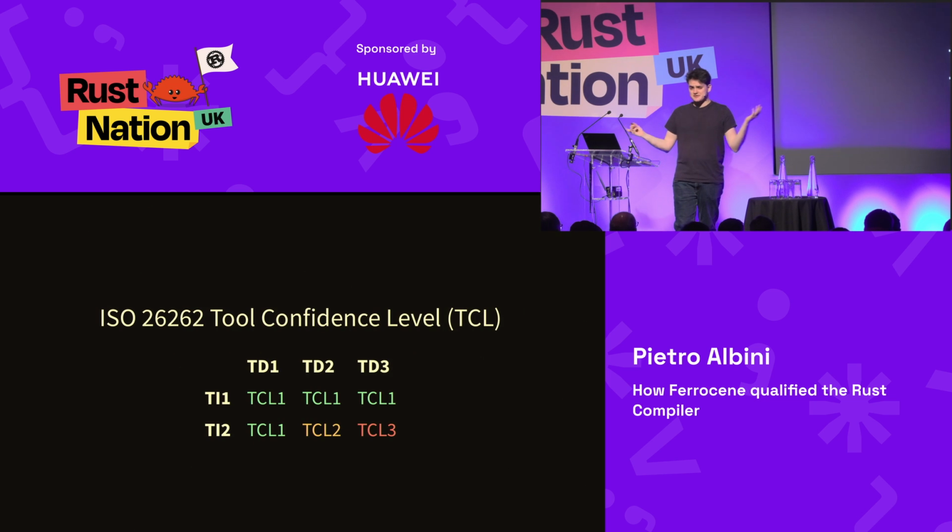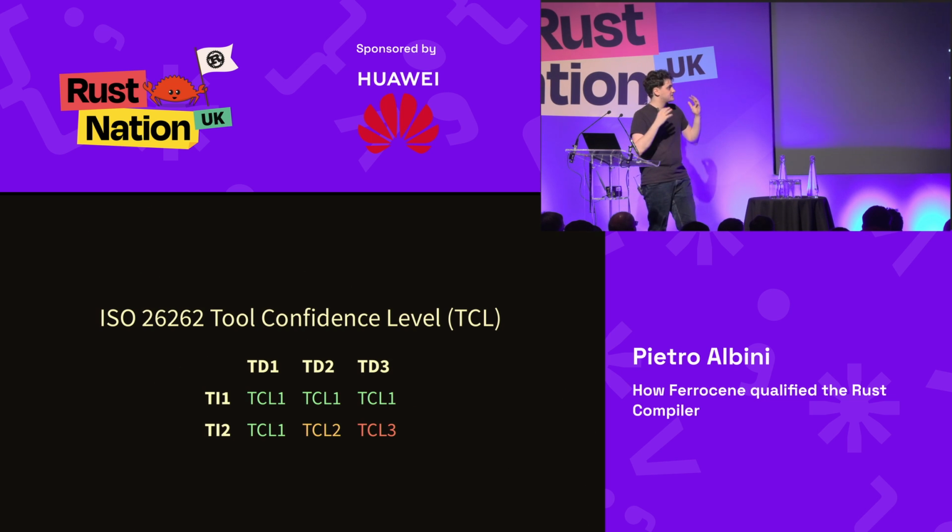And then you just plug everything into a matrix. And you see that if the tool impact is TI1, so that the tool cannot impact the safety of the overall system, then it's always the highest confidence level. And so that will mean we have to do less work to qualify. While if it's TI2, so it can impact the safety of the system, then we might have to do more work depending on how likely it is that an error could be detected.